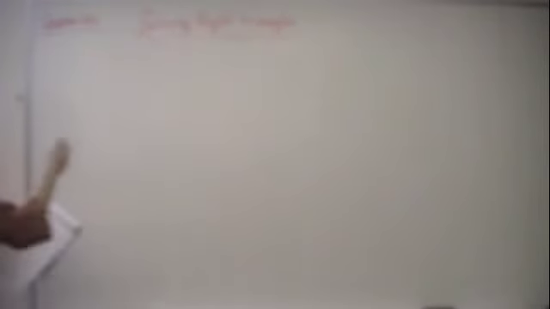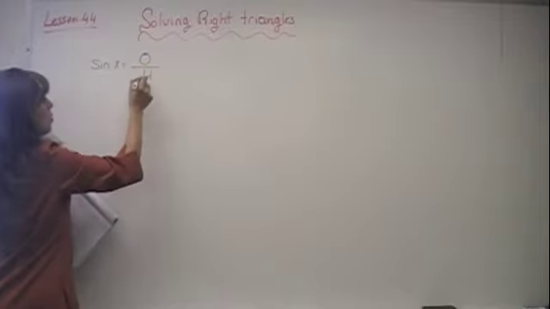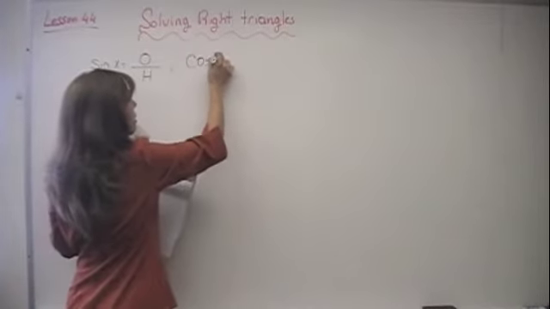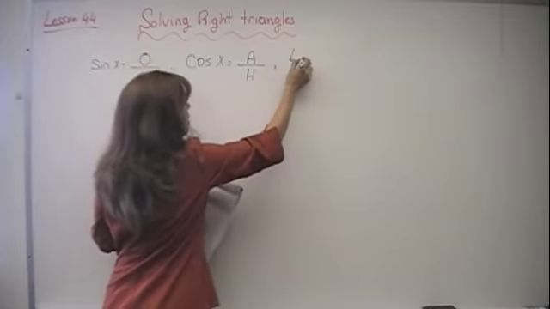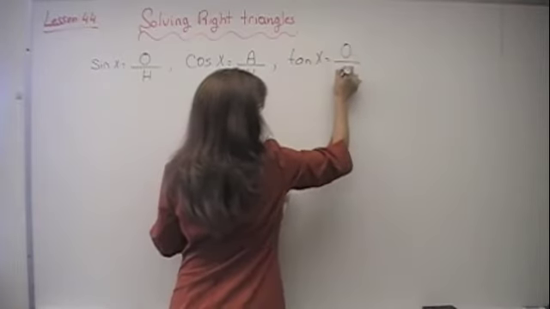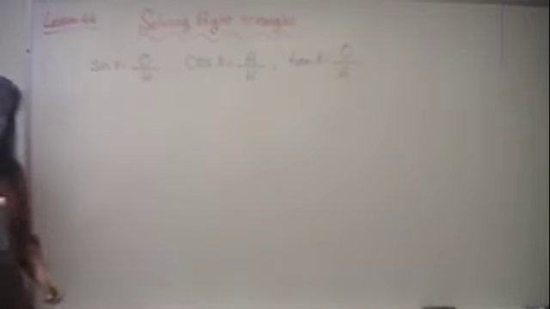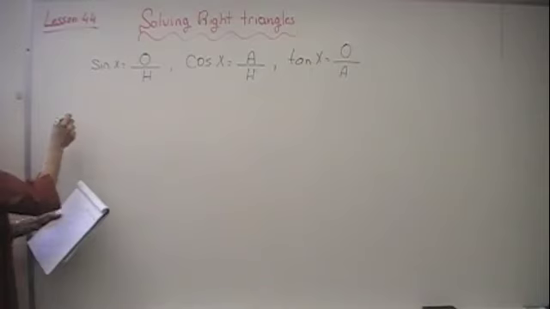Just a quick review of yesterday's lesson. We have sine of x, which we said is opposite over hypotenuse. Cosine of x is adjacent over hypotenuse. Tangent of x equals opposite over adjacent. And we're going to use these terms to help us solve a right triangle.